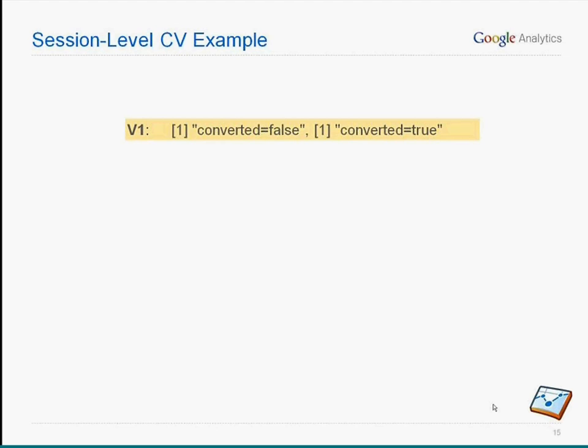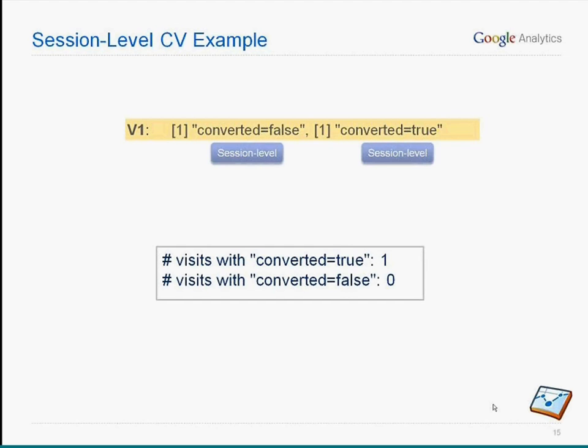Session level custom variable. So both converted equal to true and converted equal to false are session level custom variables. If I ask the question, how many number of visits are there for converted equal to false? The answer is 0. The reason is because of the pan-session nature of session-level custom variables that I talked about earlier.